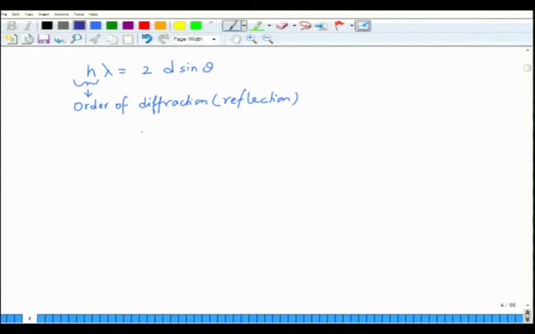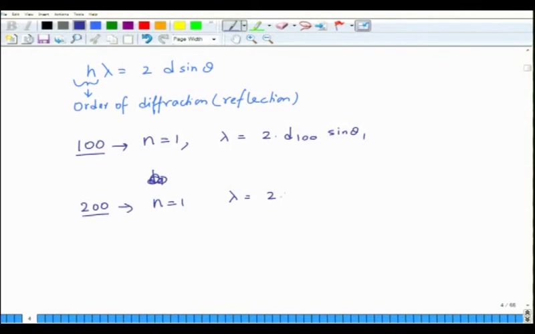Now, what it means basically is that let us say if you have 1 0 0 plane, for 1 0 0 plane imagine n is equal to 1, then this becomes lambda is equal to 2 d 1 0 0 sin theta 1. Okay, fine. Now, what does d 1 0 0 mean? Now, if you want to look at d 2 0 0 now, so this will mean again we take n is equal to 1. So, this will become lambda equal to 2 d 2 0 0 sin theta 2. What is d 2 0 0?